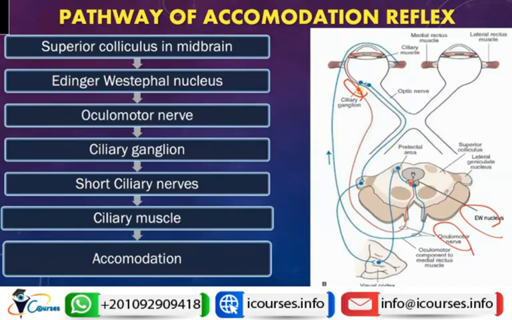So this is the difference between the accommodation reflex and the convergence reflex. It is just what is the end organ. It is the ciliary muscle or it is the medial rectus. So both of them will be supplied by branches from the oculomotor nerve.